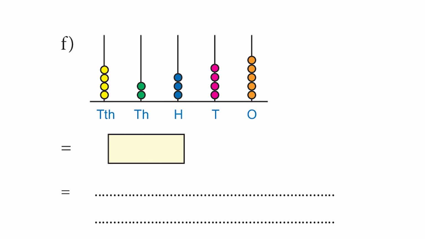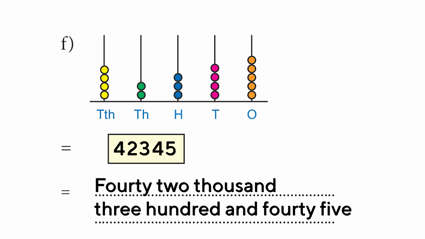So let's see what the beads are saying, and then we have to find the numeral and the number name for it. There are 4 beads in the rod of 10,000, and in 1,000 there are just 2, then there are 3, there are 4, and then there are 5. So this is a 5 digit number. How do we write 5 digit numbers? 42,345. Got it? Okay, so go ahead and finish the exercise in page number 15.